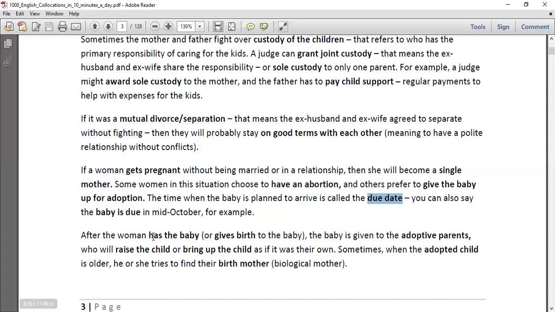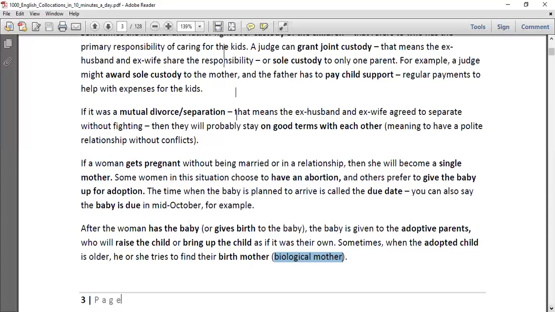After the woman gives birth to the baby, the baby is given to the adoptive parents, the parents who are going to look after it. Who will raise the child or bring up the child, as if it were their own. Sometimes when the adopted child is older, he or she tries to find their birth mother or biological mother, their real mother, the woman who gave birth to them. This is lesson 1.